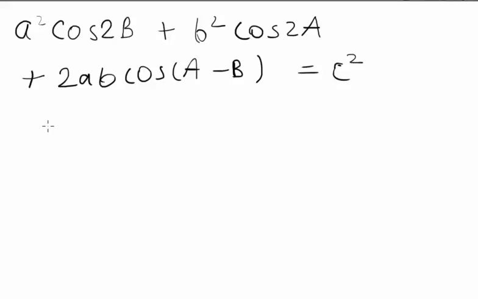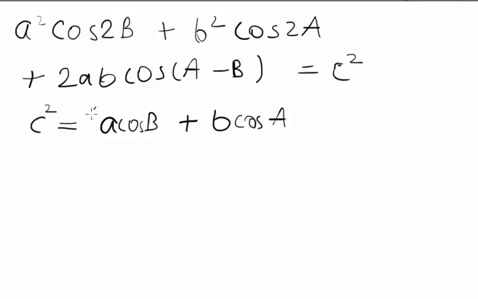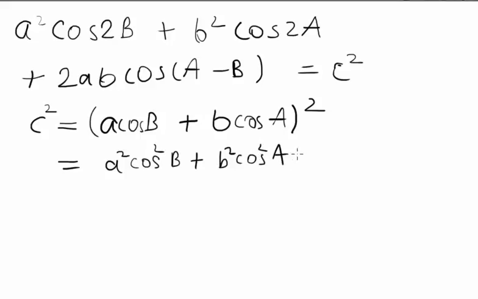Just recall by the projection formula, c is equal to the following: a cos B plus b cos A. This is c. c² is just the square of this term, and we can simplify this. It's a² cos² B plus b² cos² A plus 2ab cos A cos B, right?